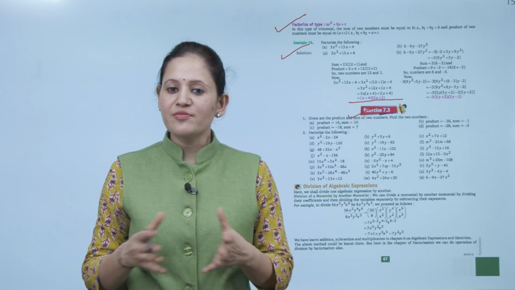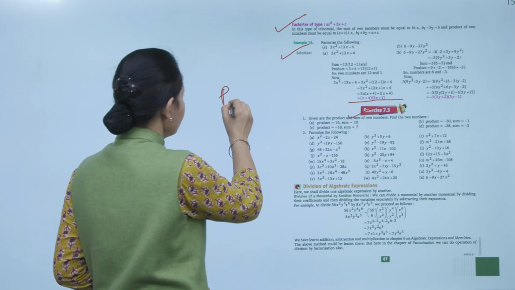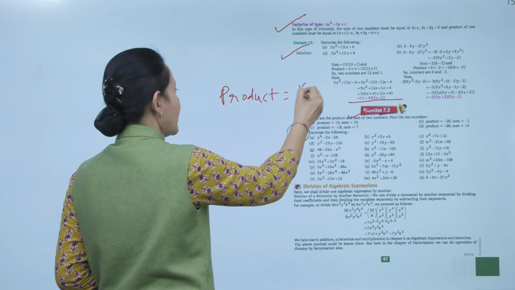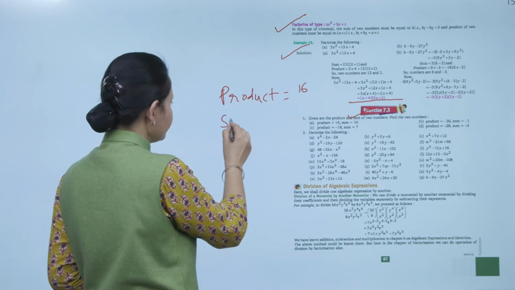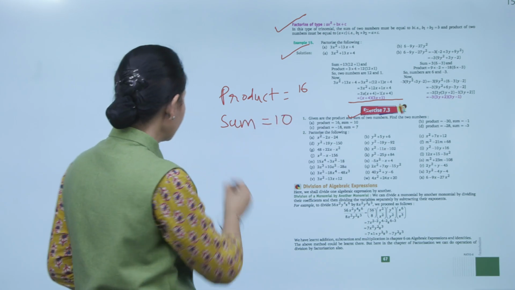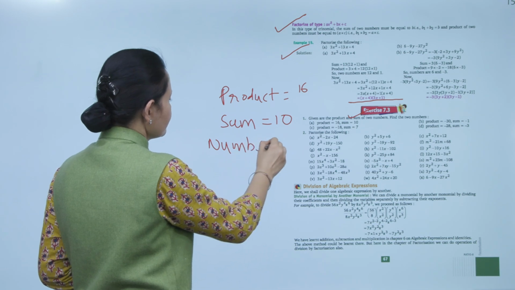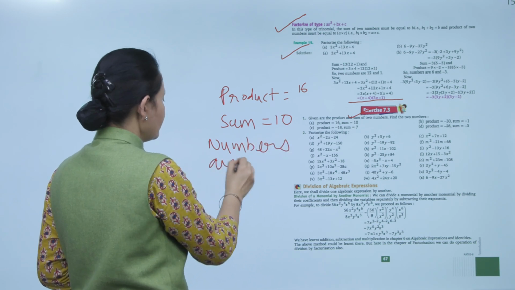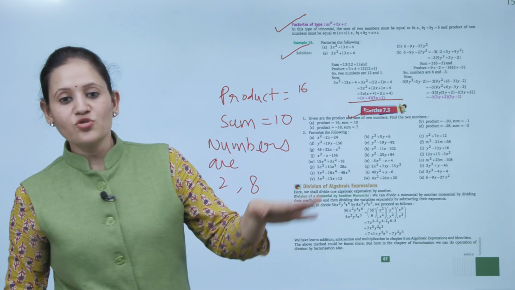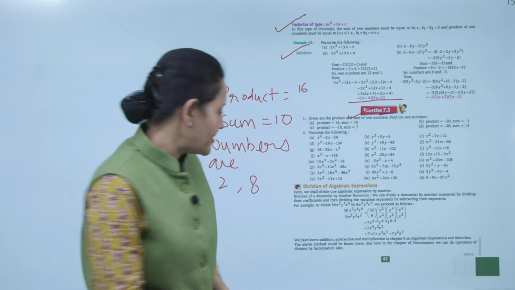Given are the product and sum of two numbers, find the numbers. So, product is 16 and sum is 10. सो नंबर्स हो जाएंगे 2 and 8. Numbers are 2 and 8. 2 into 8 is 16 and 2 plus 8 that is 10. Clear? Next is division of algebraic expression.